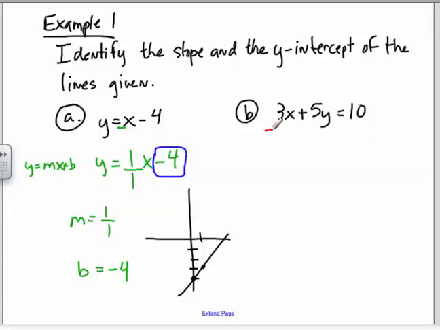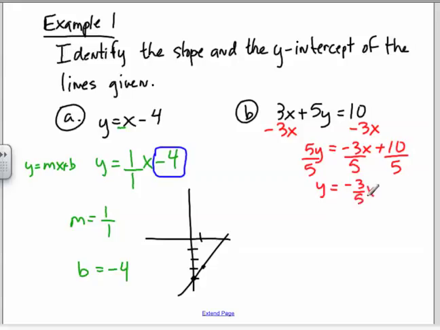So I'm going to subtract 3x from both sides, and I'm going to get 5y is equal to negative 3x plus 10, because I always put my x term before I put my constant term. Right? Then I'm going to divide by 5 because I need to get y by itself. Okay? And I'm going to get y is equal to negative 3/5 x plus 2.